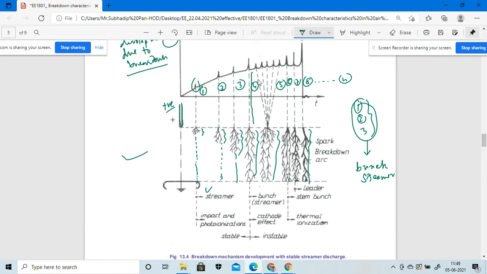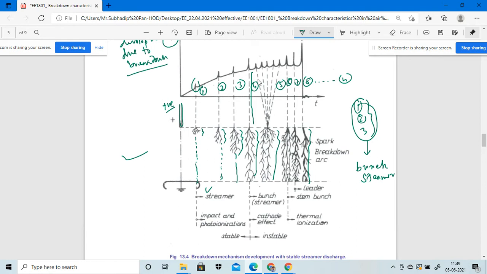In this case, an unstable operation will be taken into consideration, because there will be n number of branches, so whenever it goes to the needle, it would be neutralized. So this particular operation, having a spark breakdown arc in number 4, should be an unstable operation.